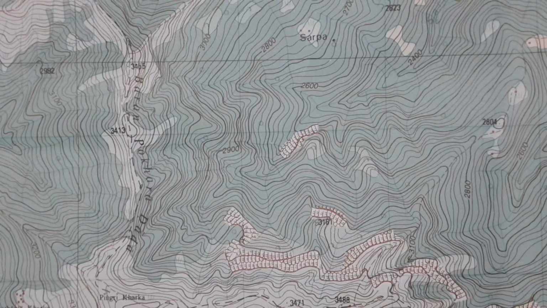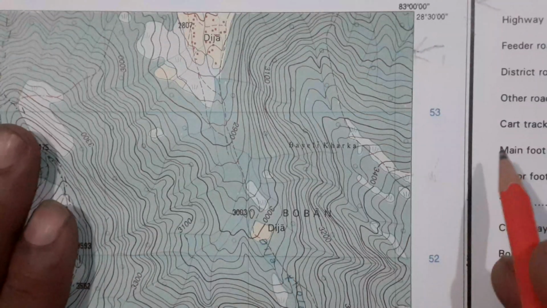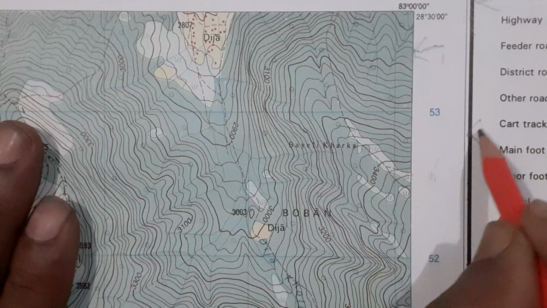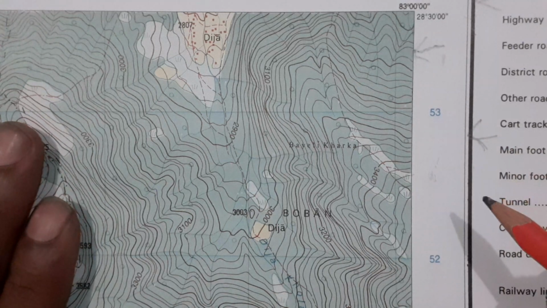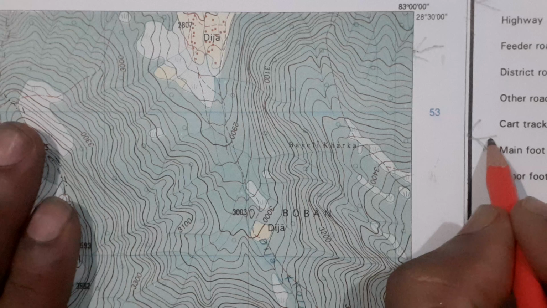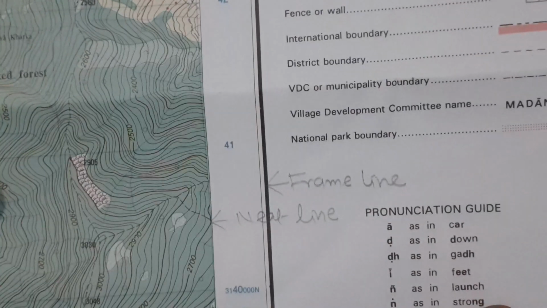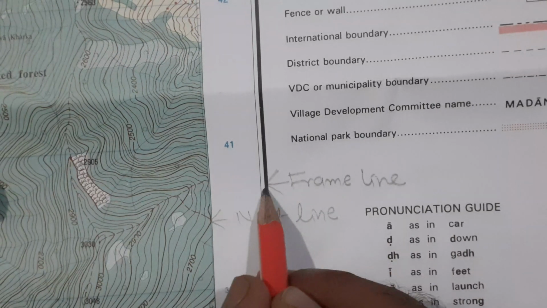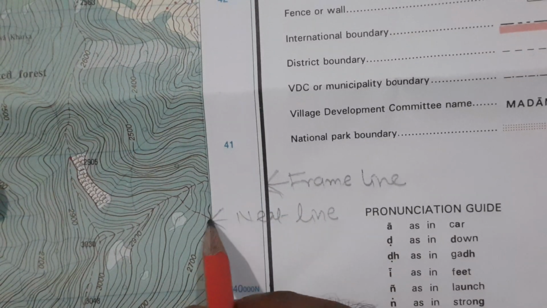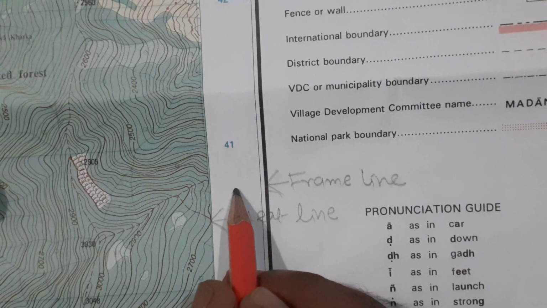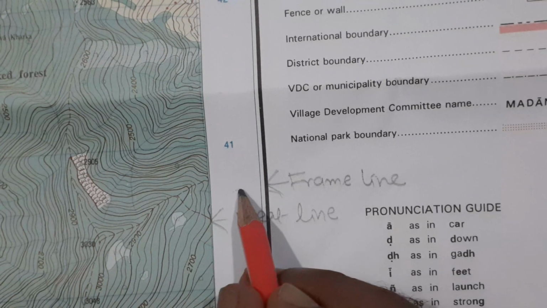Now one thing we have to consider is that this line is the frame line. Here we see this is the frame line, and this is the neat line, and the area between them is the border area.